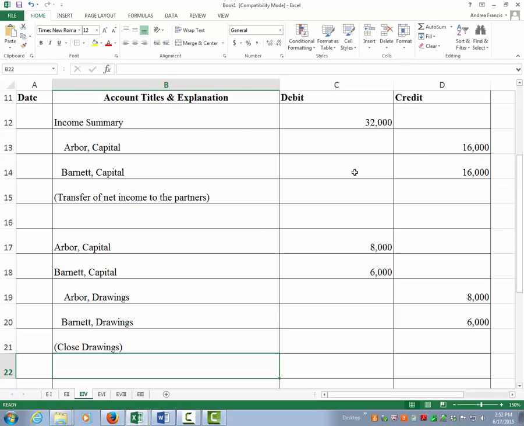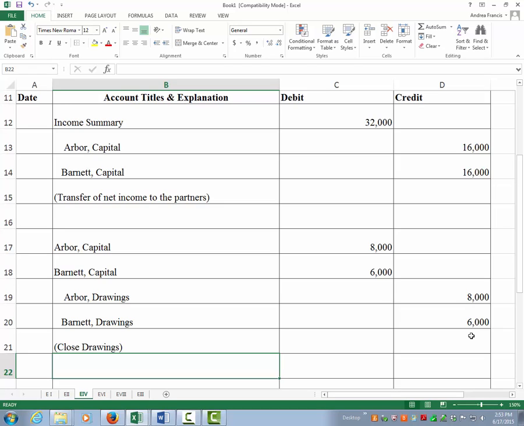So what we've accomplished here is to transfer each partner's share of net income to that partner, and we've also decreased each partner's capital account because of drawings that were taken out during the year, and furthermore we have managed to close off the drawings account. So we have done part A of this question.